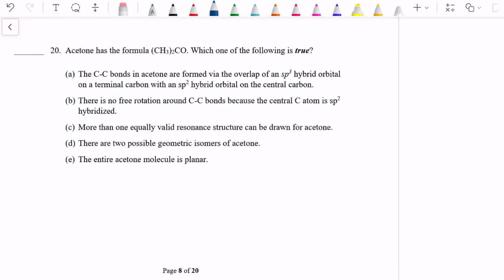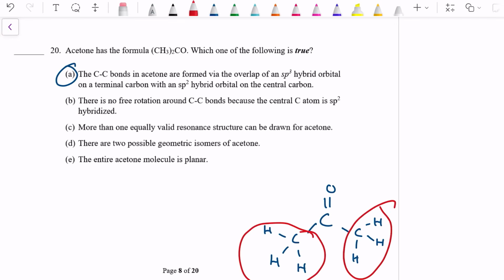20. Acetone has the formula shown, which one of the following is true? Let me draw acetone real quick, just so we have it. Okay, that's kind of what acetone looks like. A, the carbon-carbon bonds in acetone are formed via the overlap of an sp3 hybrid orbital on a terminal carbon atom with an sp2 hybrid orbital on the central atom. That is true. These are sp3 hybridized because they have 4 bonds. This one's sp2 hybridized. Anyways, let's read the rest of the choices.